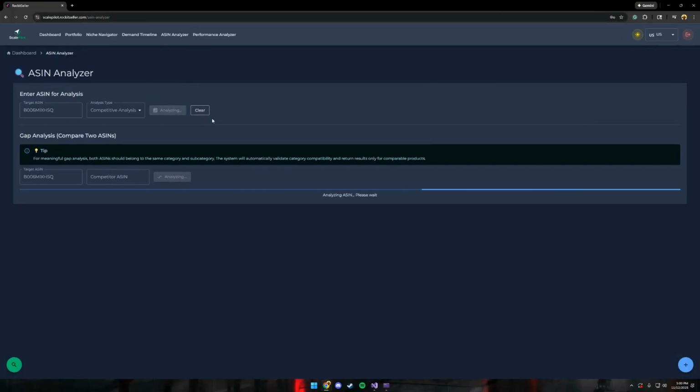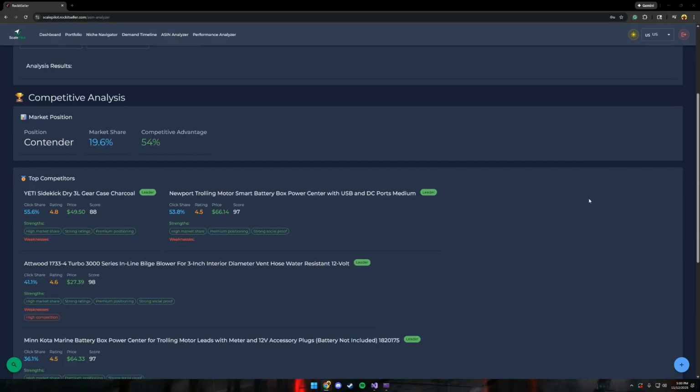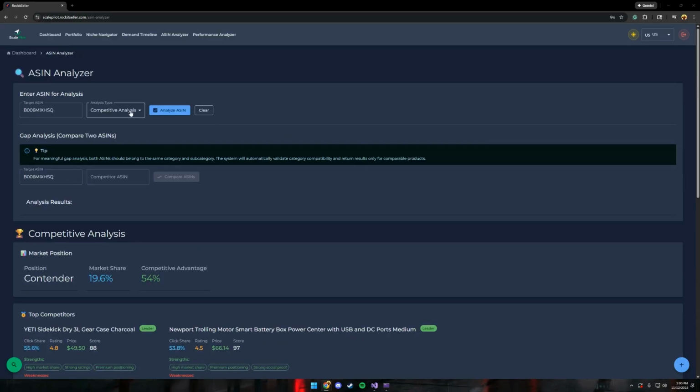Paste any ASIN and get an entire strategy. The ASIN Analyzer reveals what Amazon hides: buyer behavior. There are 6 main sections of the ASIN Analyzer. You have competitive analysis, strategic recommendations, market insights, profitability analysis, launch strategy, and comprehensive analysis.